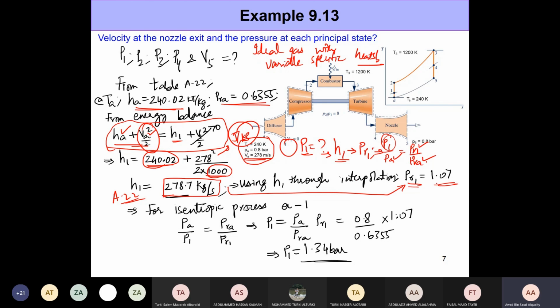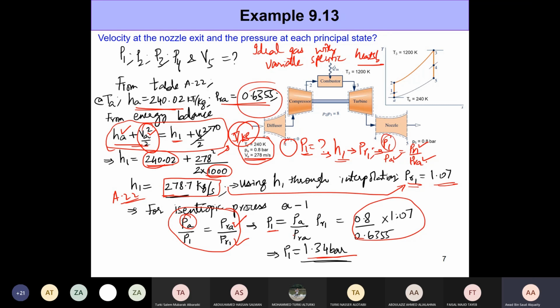Now, since the process A to 1 is an isentropic process, we know that the ratios of pressures would be equal to the ratios of relative pressures. So PA by P1 would be equal to PRA by PR1. PRA we already know because we know the temperature at state A. This is the value right here. PR1 we just calculated, PA is given in the question. So it's a matter of plugging in the numbers here and writing in terms of P1. When you plug in all these numbers, we get P1 of 1.34 bar.